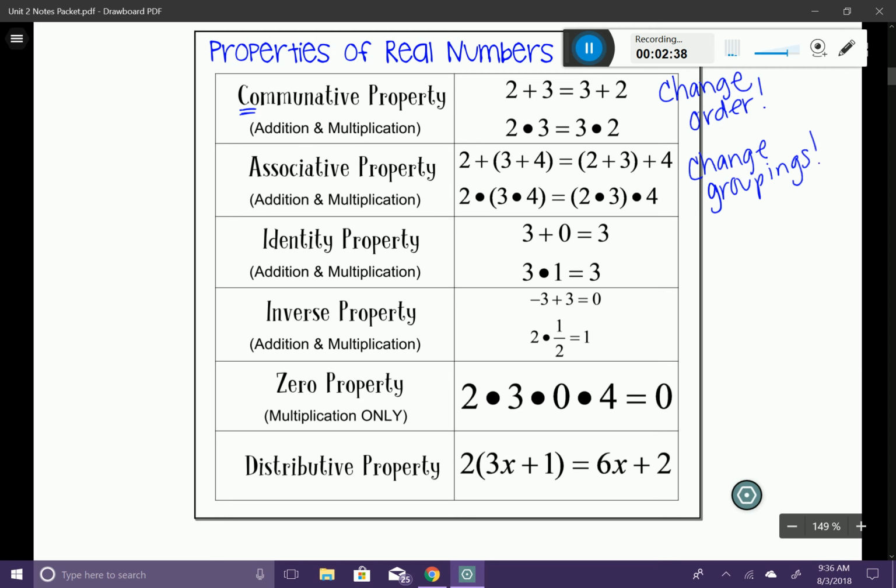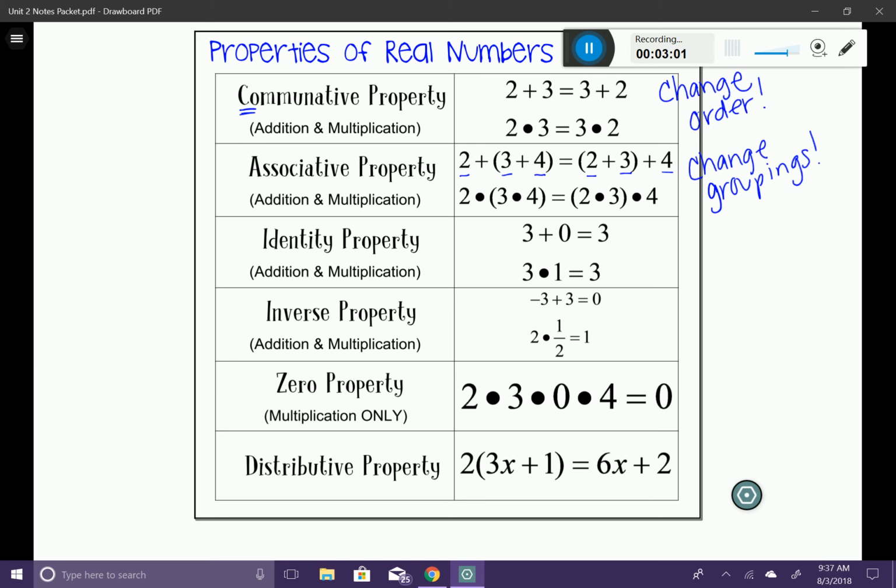Let me explain what I mean. Let's look at the first example. Do you notice how the numbers 2, 3, and 4 remain in the exact locations on the other side of the equal sign? 2, 3, 4. I did not change any order of the numbers. I only changed the groupings of the numbers.